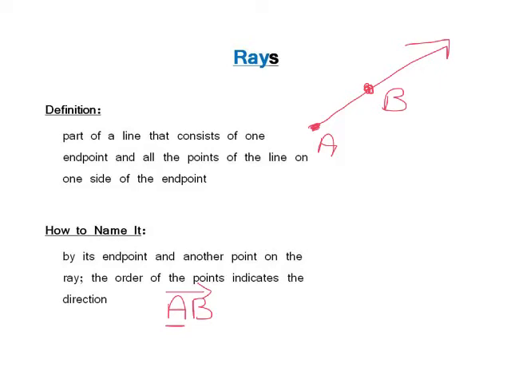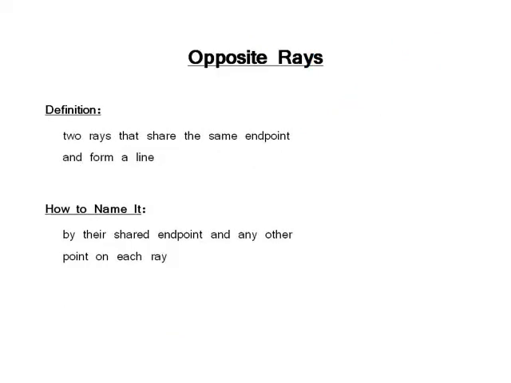You would not want to say BA. That's not correct. All right, opposite rays. Opposite rays are 2 rays that share the same endpoint and form a line.